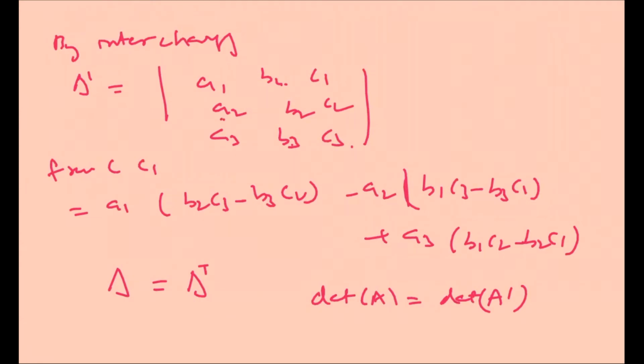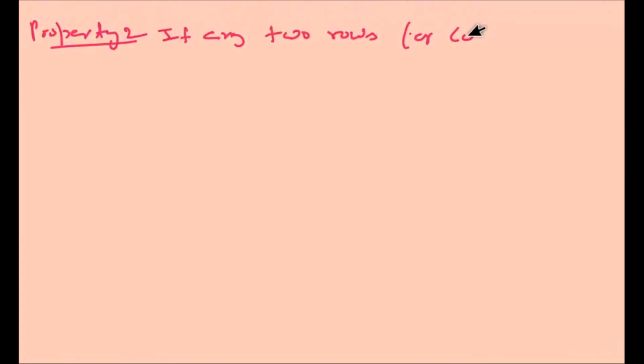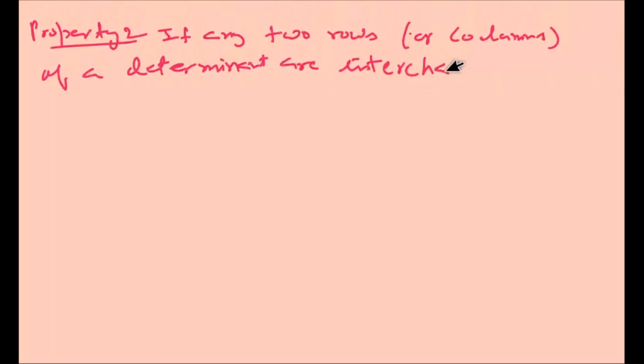Now students, we go to the second property. Property 2: if any two rows or columns of a determinant are interchanged, then the sign of the determinant changes.